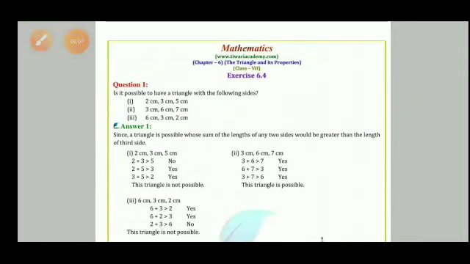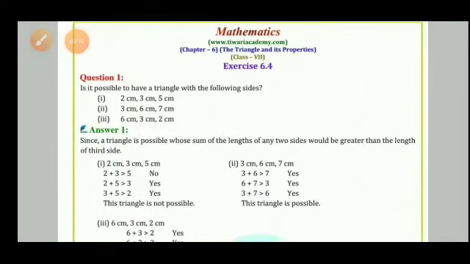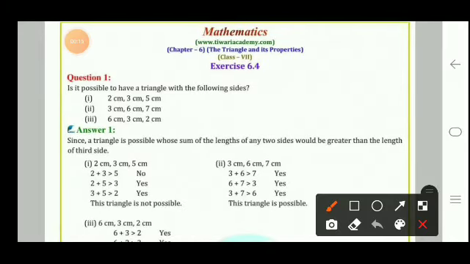Now we are going to discuss the solutions of the questions of Exercise 6.4. In the very first question: is it possible to have a triangle with the following sides? We have 2, 3, 5, then 3, 6, 7 and 6, 3, 2. First, 2, 3 and 5. Is 2 plus 3 greater than 5? No, because 2 plus 3 is equal to 5. Then 2 plus 5 is greater than 3, yes, and 3 plus 5 is greater than 2, yes. So the triangle is not possible because the sum of two sides is not greater than the third side.